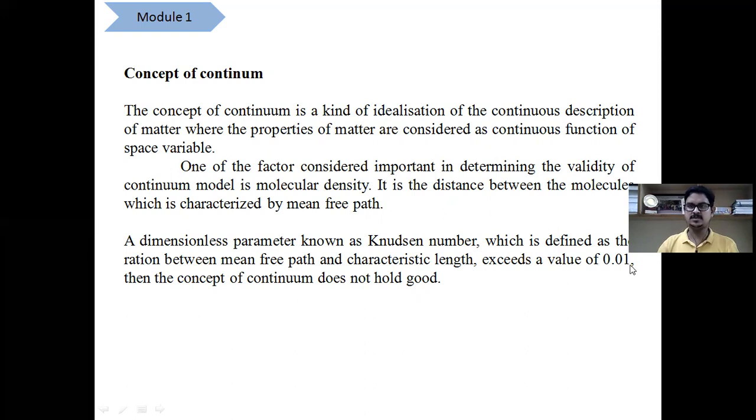If the value exceeds 0.01 for a system, then the concept of continuum does not hold good. So this is the boundary condition for the concept of continuum to exist in a particular system. So you should remember these two terms, mean free path and the Knudsen number. Okay.